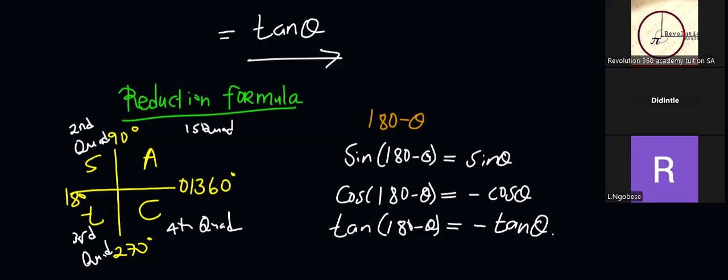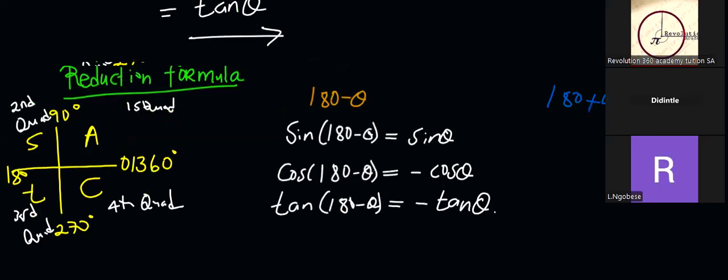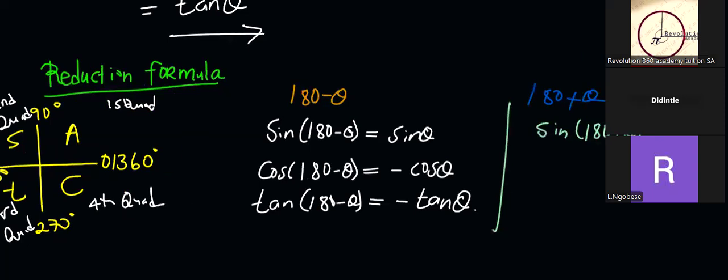So I'm just gonna write that one here. So this one of 180 plus theta, if we'll actually say the sine of what? The sine of 180 plus theta. We can actually see that 180 plus theta falls on the third quadrant, and on the third quadrant sine is negative. Okay, so it will be negative sine theta.